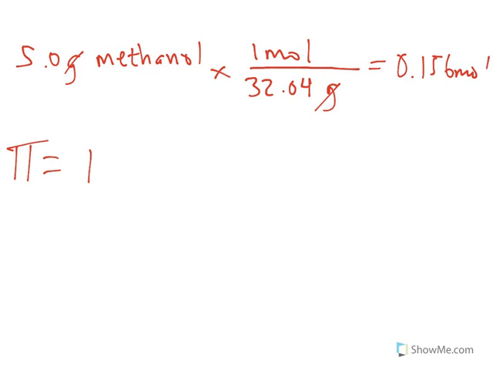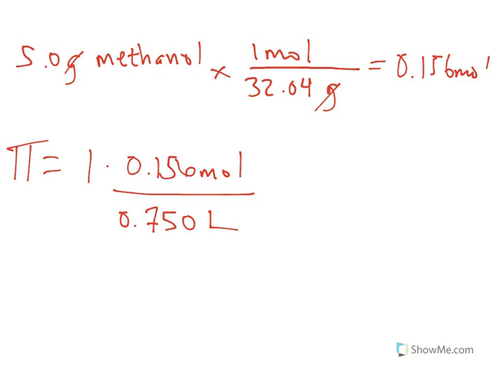So now we can put everything together. Pi equals 1 for our van 't Hoff factor. Our molarity, we calculated the moles, so it's 0.156 mole of methanol per liter of solution. There's my mole per liter. And then, let's see, i M R, R is 0.08206 liter atmosphere per mole K. And finally T, which we said is 310 K.